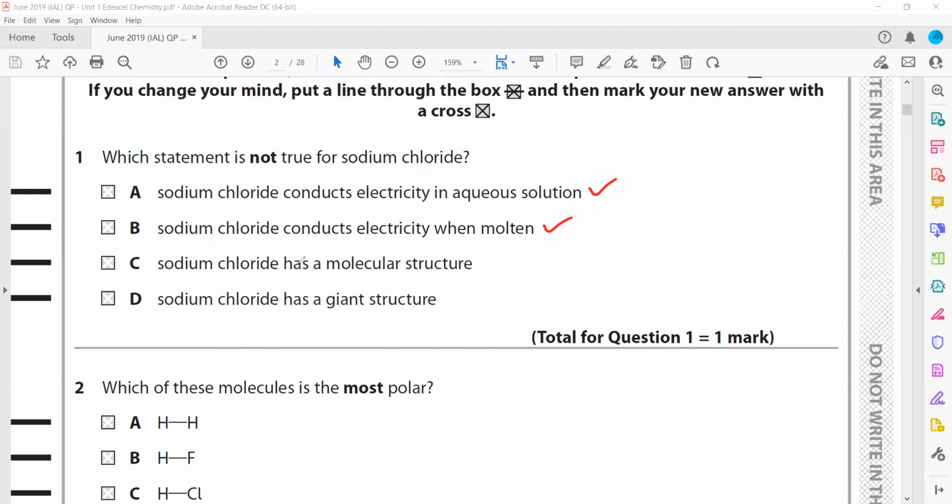Sodium chloride is a molecular structure. That is wrong, because molecular structure means a finite number of atoms or particles in the structure. But all ionic compounds have giant structures. So C is the statement which is not true.